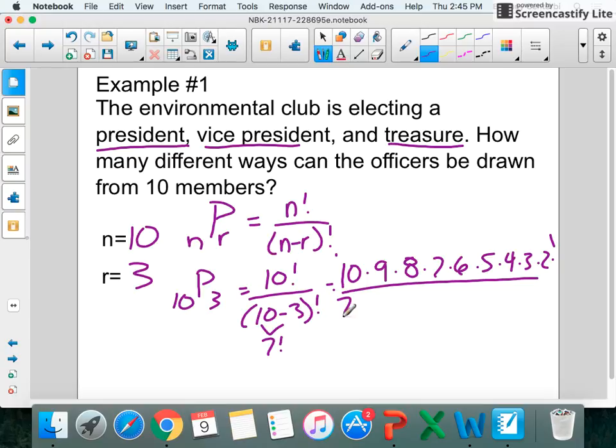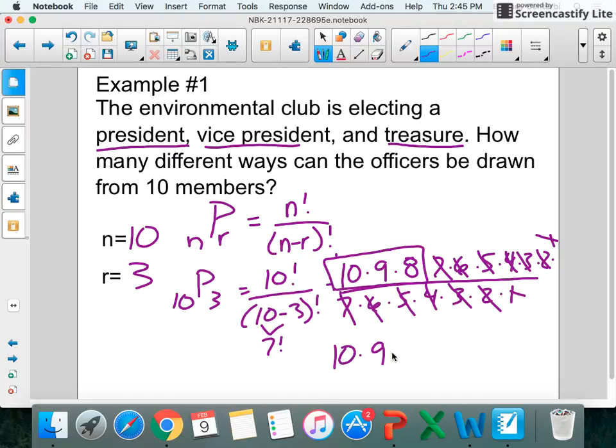So I'm going to do 7 times 6 times 5 times 4 times 3 times 2 times 1. Now if we look here, some things are going to cancel out because 1 divided by 1 is 1, 2 divided by 2 is 1, and so on and so forth. Everything cancels out up to 7, and what I'm left with is 10 times 9 times 8 on the top. So 10 times 9 times 8 gives me 720 ways to pick the president, vice president, and treasurer.